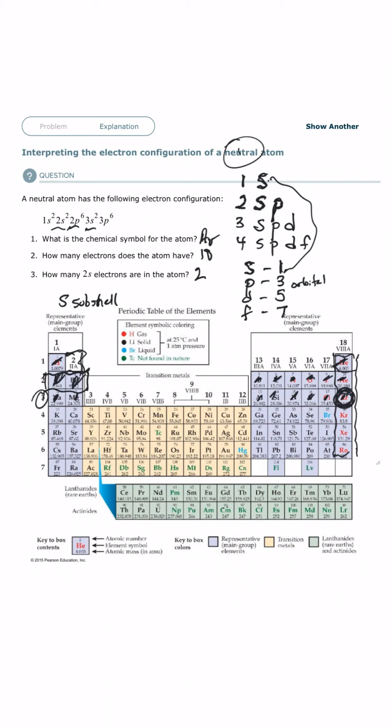There are always 2 when full. When the s subshell is filled, there'll be 2. When the p subshell is filled, there'll be 6. When the d subshell is filled, there'll be 10. When the f subshell is filled, there'll be 14. So there's a lot more to say about this, but I hope that this gives you some idea.